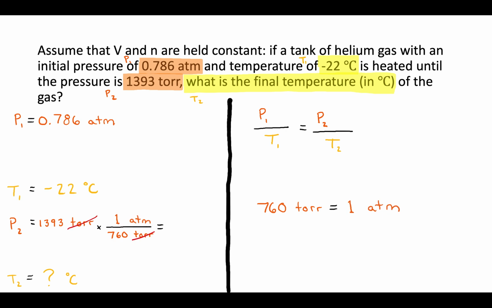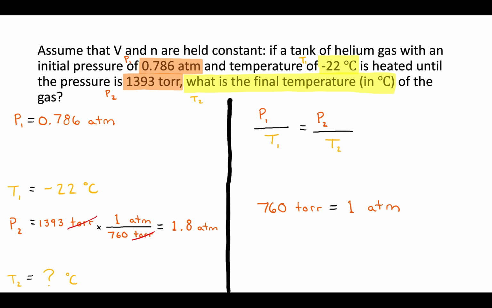Torr cancels out, we're left with atmospheres, and if you plug this in a calculator, you do 1,393 times 1, enter, divided by 760, enter, you should get 1.8 atmospheres. Alright, so now the pressures match, the units match for pressures.